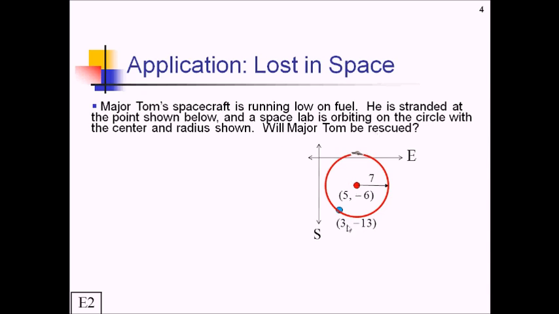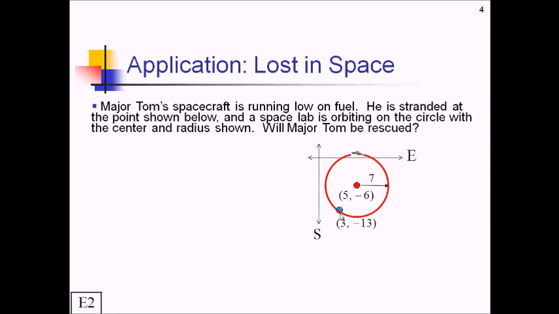Now, it kind of looks like he's on that circle that Spacelab's orbiting on, but we're in space, right? I mean, maybe this is like 500,000 miles. I mean, who even knows? So it'd be nice to know if he's exactly on that circle and is going to be rescued. How can we figure out if a point is on a circle?